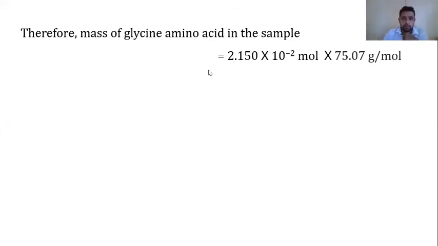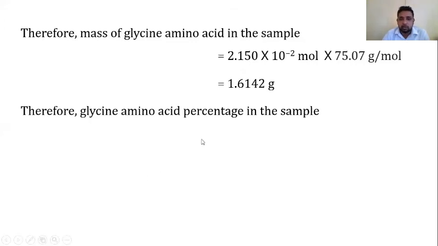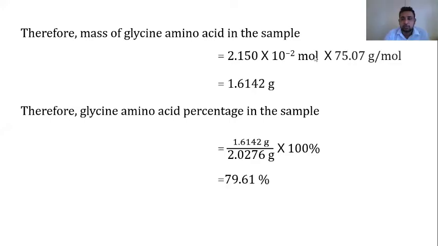Okay, check with this. Yes, that is 1.6142. So when we know the mass of glycine amino acid in the sample, we can give it as a percentage. To calculate that, we know the initial weight we took for this experiment. So what is the final answer for this? Yes, the answer is 79.61.